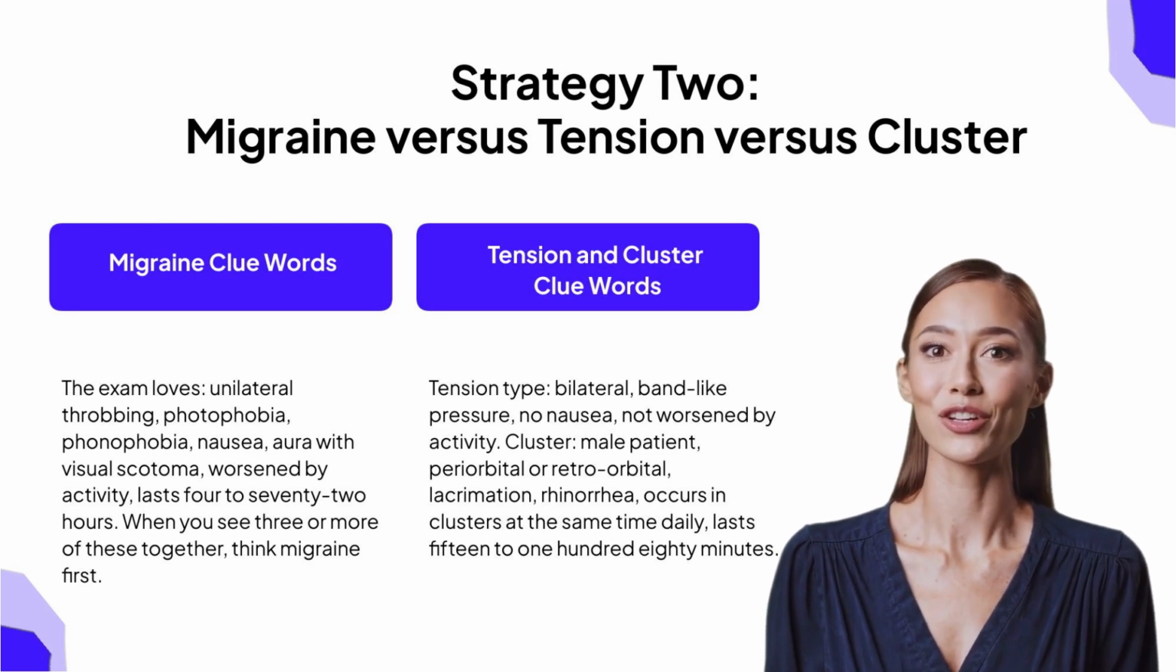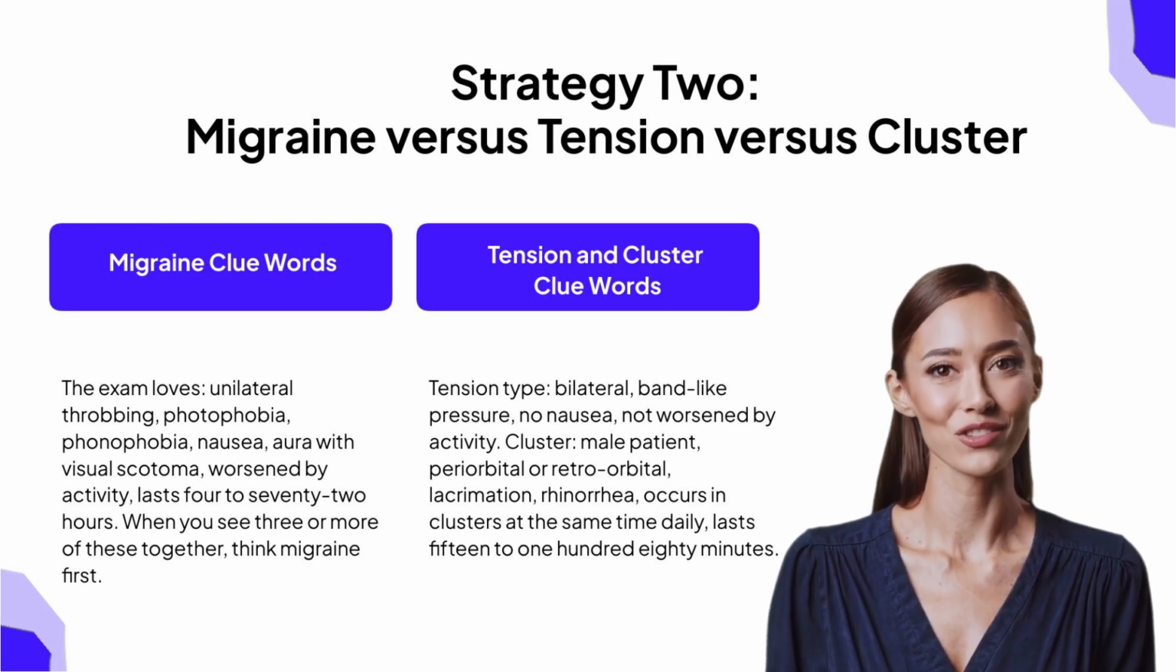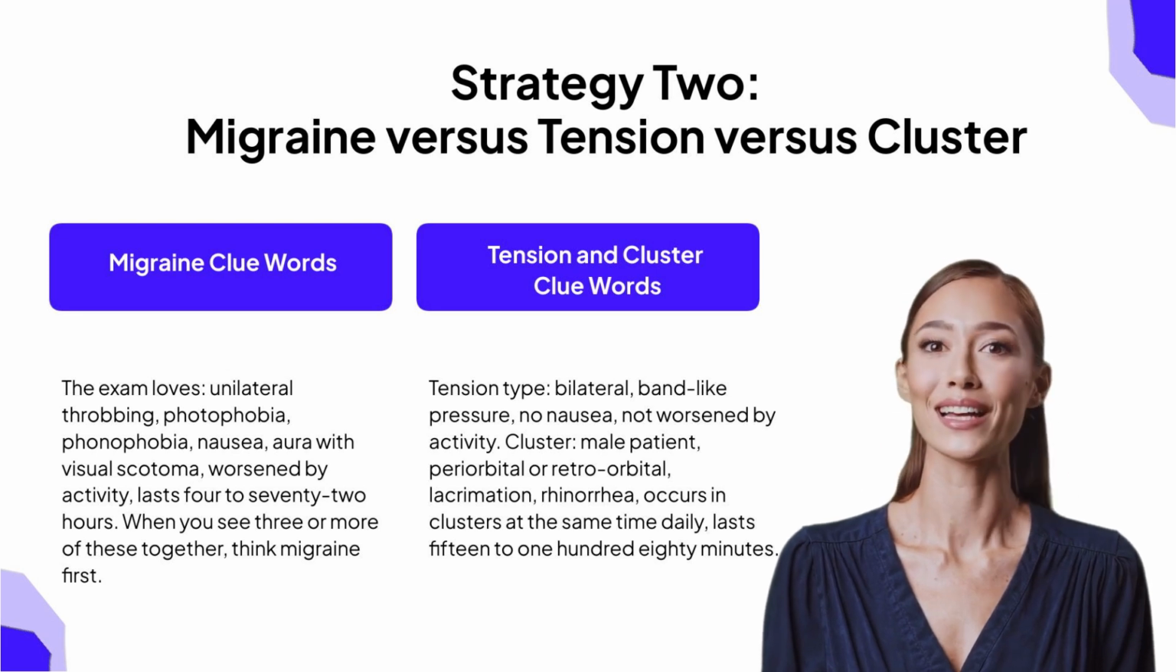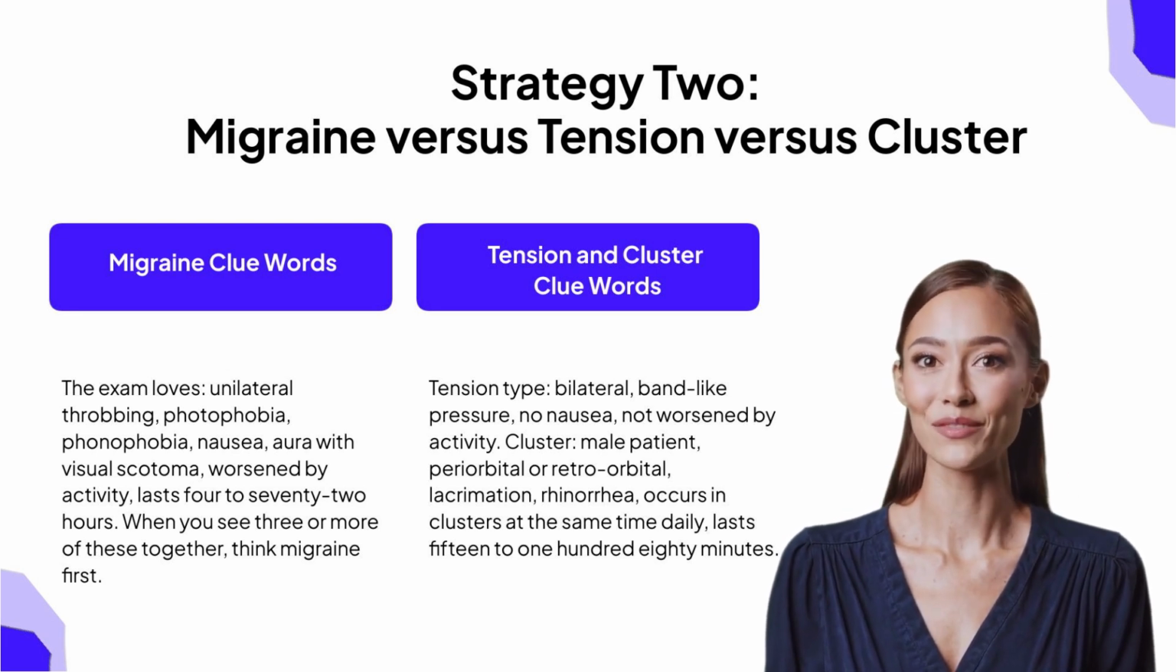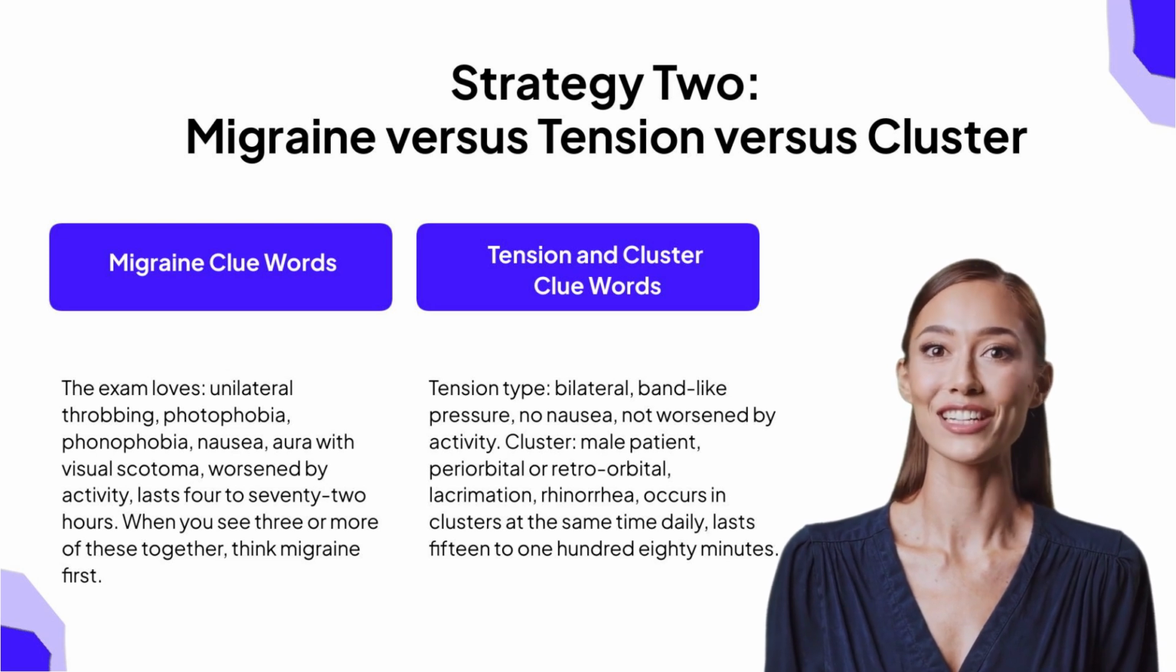Now let us refine your pattern recognition for the three major primary headaches. For migraine, look for unilateral throbbing pain, photophobia, phonophobia, nausea, and visual aura. The pain is worsened by physical activity and lasts 4 to 72 hours.